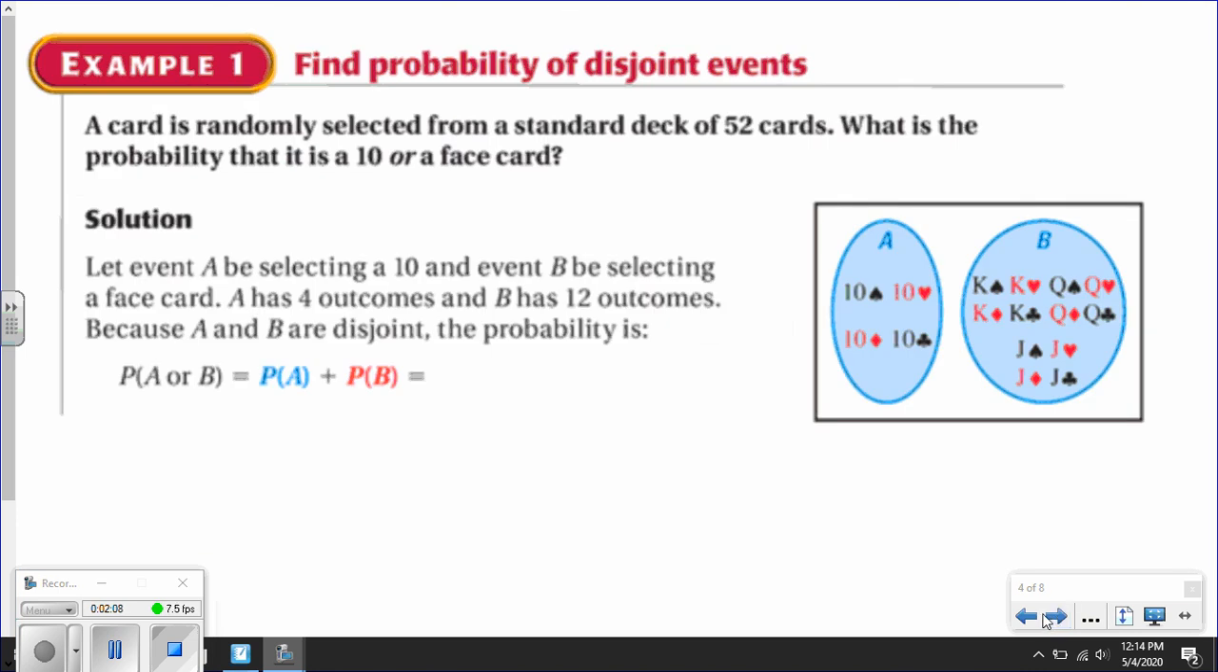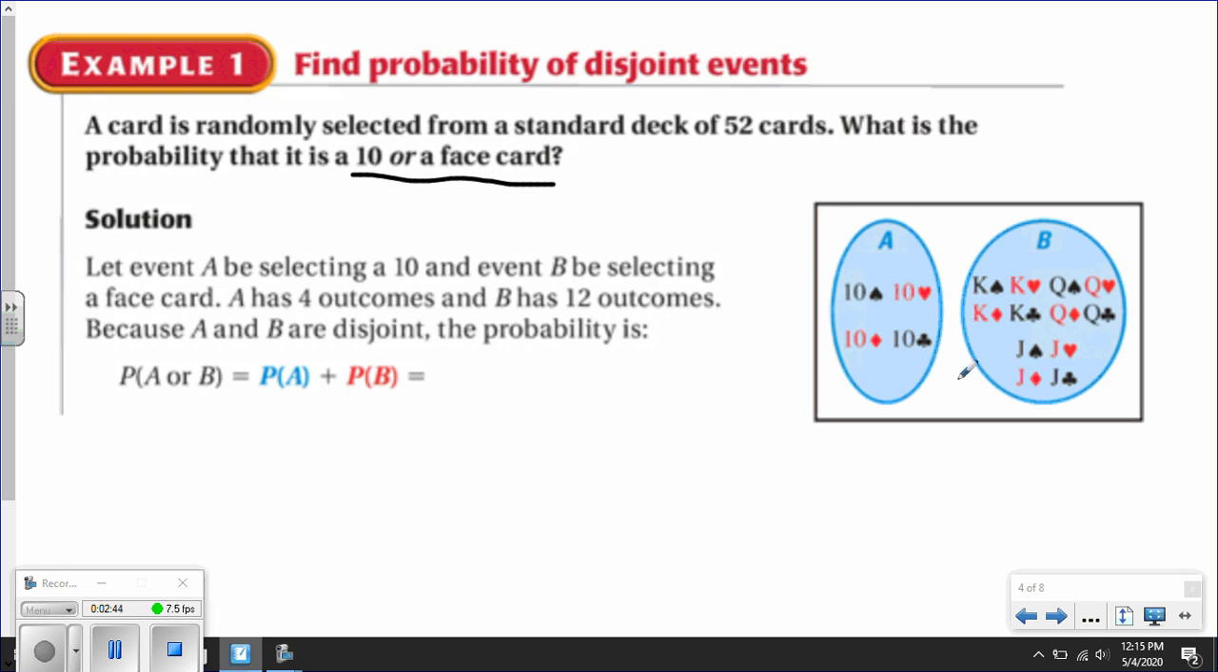So our first example here, find probability of disjoint events. A card is randomly selected from a standard deck of 52 cards. What is the probability that it is a 10 or a face card? So we have a little diagram here. How many 10s are in a deck? Well, there's only 4. And how many face cards are there? Well, we have 4 kings, 4 queens, and 4 jacks. So event A, we're going to say that those are the 10s.